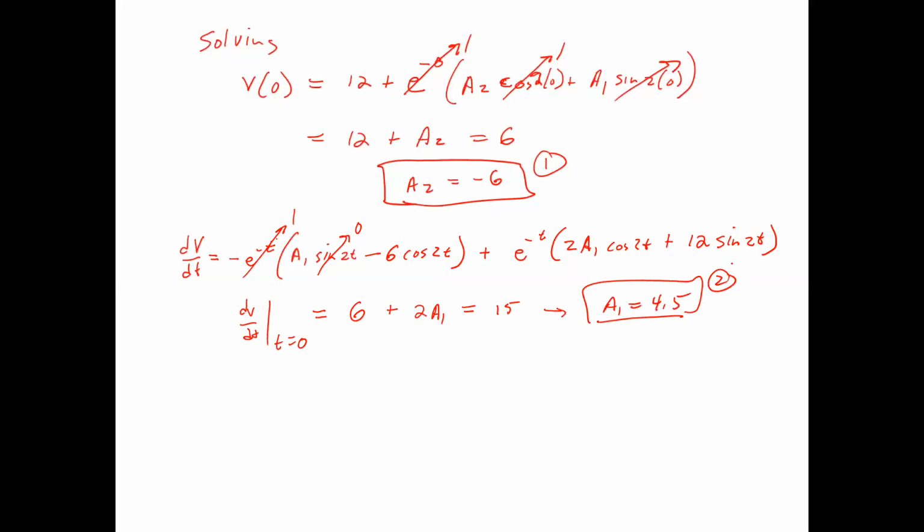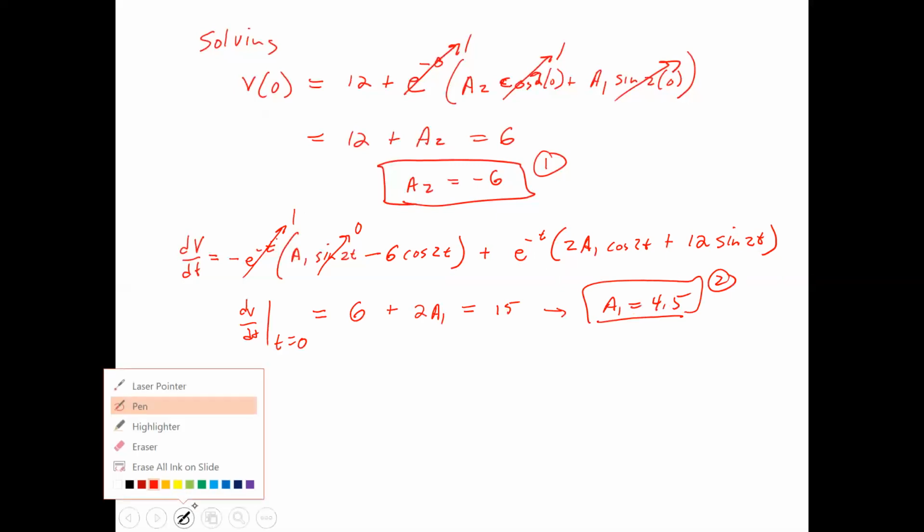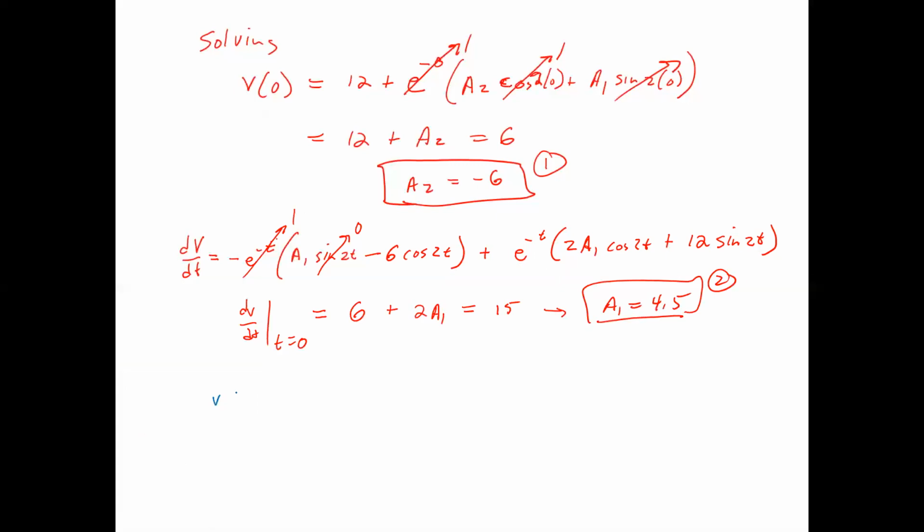That is our second coefficient. So then we can put it all together and say that v of t is going to equal 12 plus e to the minus t times 4.5 sine 2t minus 6 cosine of 2t.